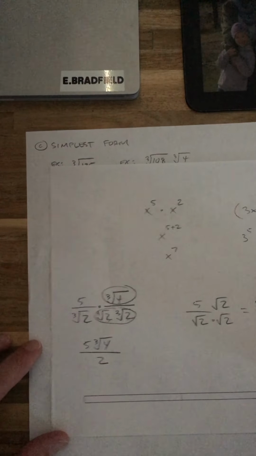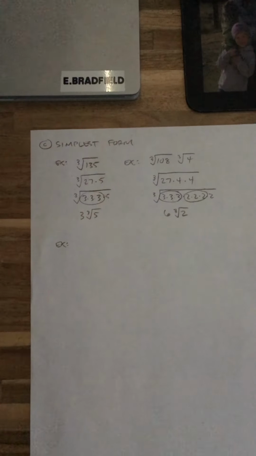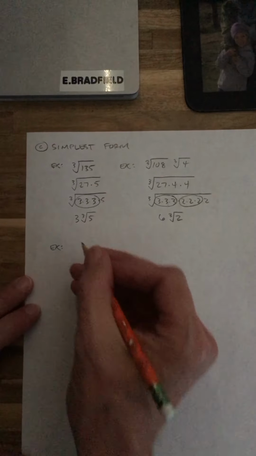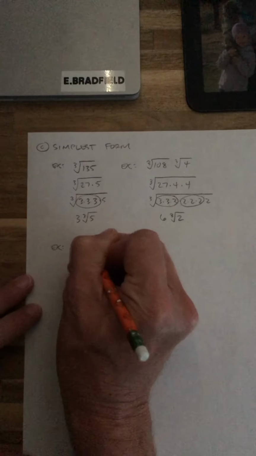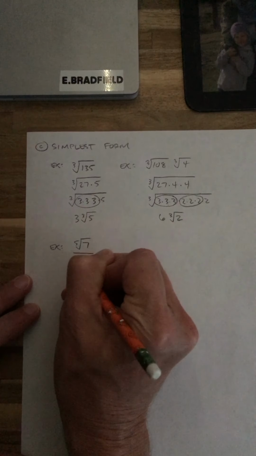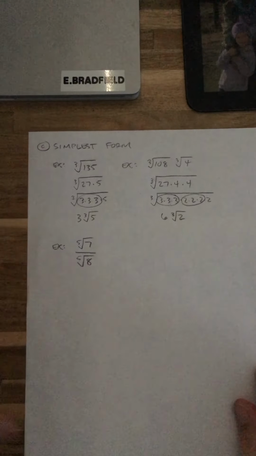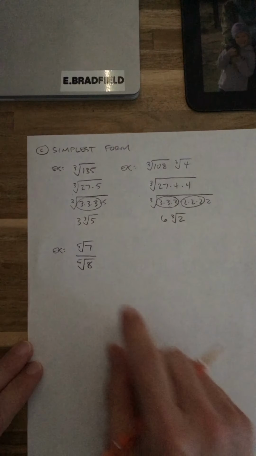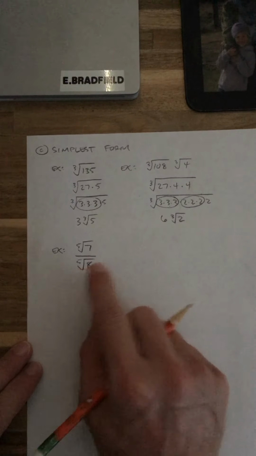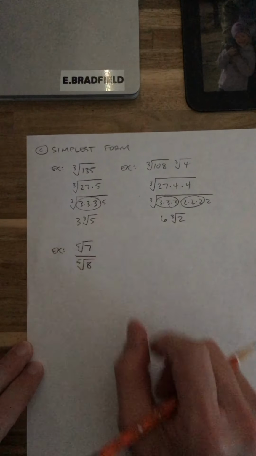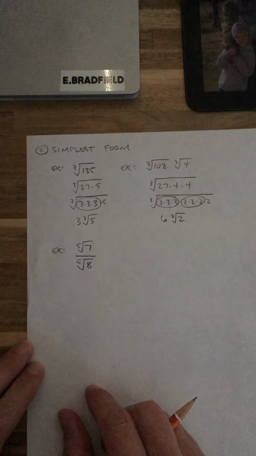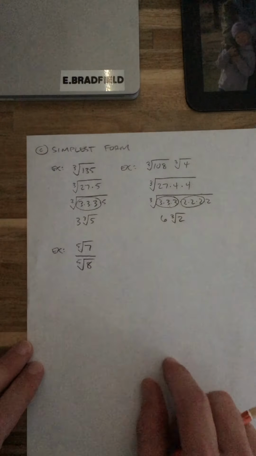All right, so let's try it. Let's see what we can do. All right, so my first example is the 5th root of 7 over the 5th root of 8. All right, now right off the bat, you're like, okay, we can't have the root down there. So here's the 5th root of 8. There's only one of them, so I need the 5th root of 8 4 more times. Now, you can do that if you want, but let me just show you a little trick.